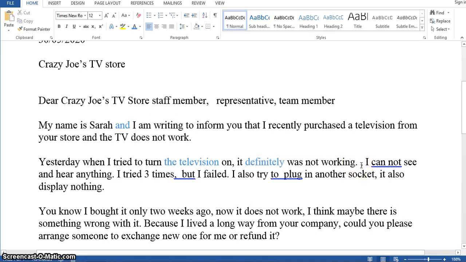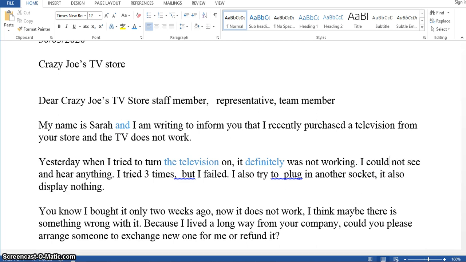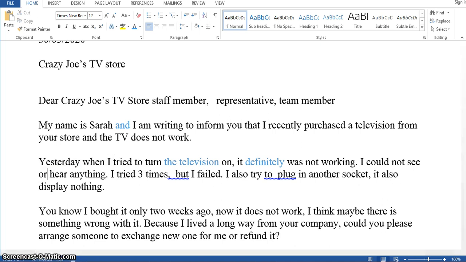So I'm going to finish the sentence there, and now I'm going to look at the next sentence. I cannot see and hear anything. Well, it was, let's go back. It was yesterday. So yesterday I could not see and hear anything. Generally, usually, normally, we say I could not see or hear anything. So we put or in between these options. All right, so I'll highlight that in blue as well.